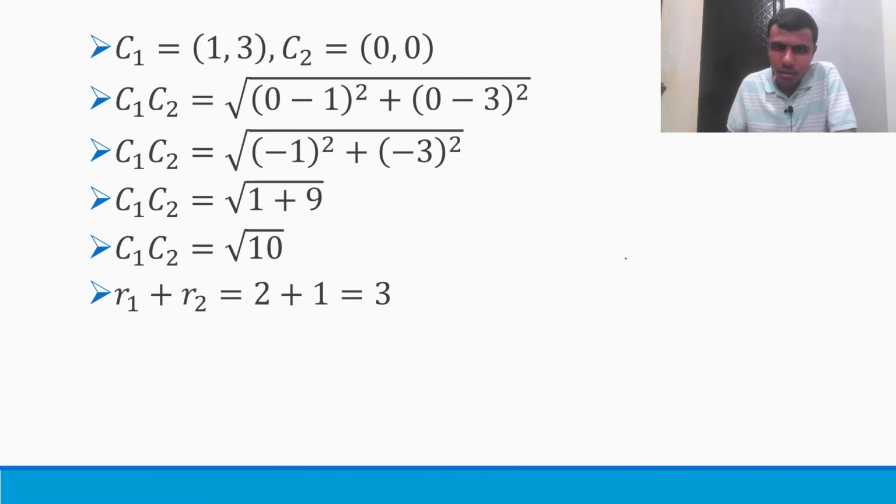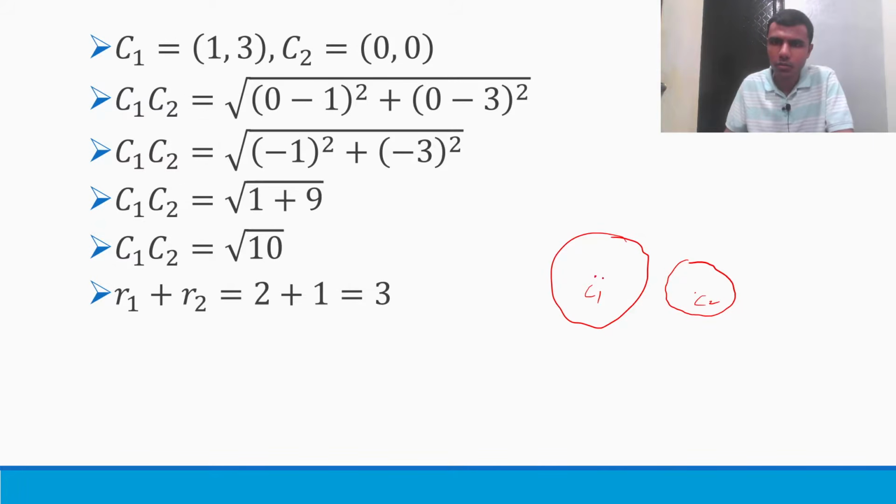Let's say this is my first circle and this is my second circle. Here I have my C1, here I have my C2. R1 is 2, so this is 2, and R2 is 1. But the distance between the centers, this distance, is root 10. I kept it at the top so that you can understand. This distance between centers means the circles don't touch each other.